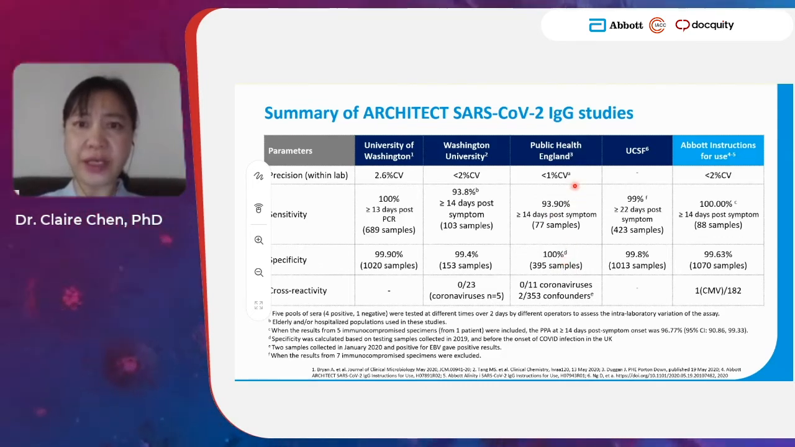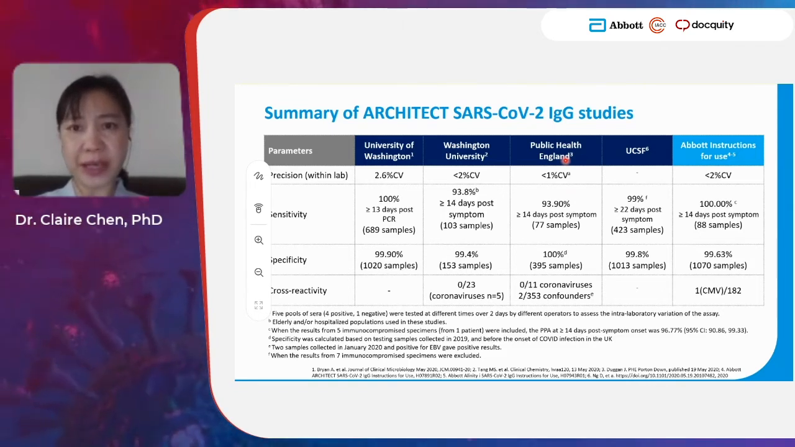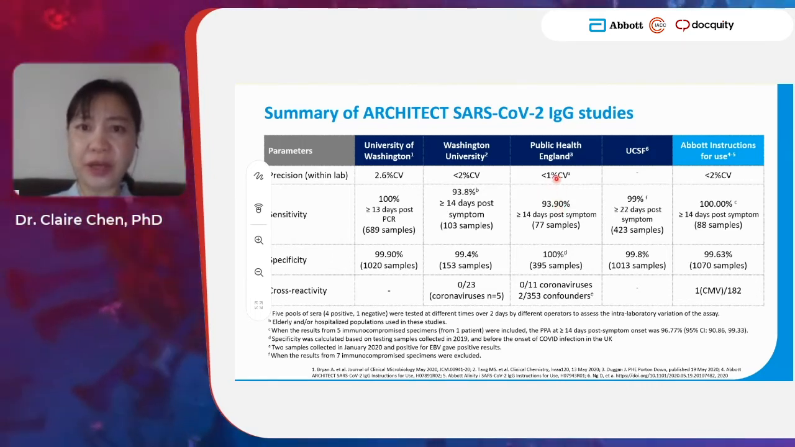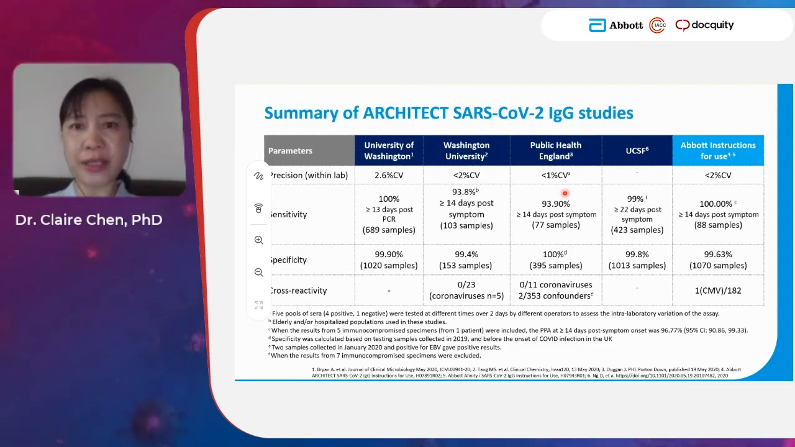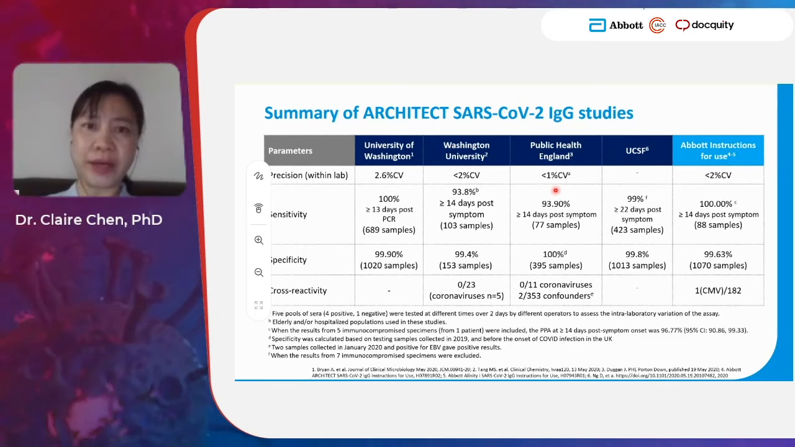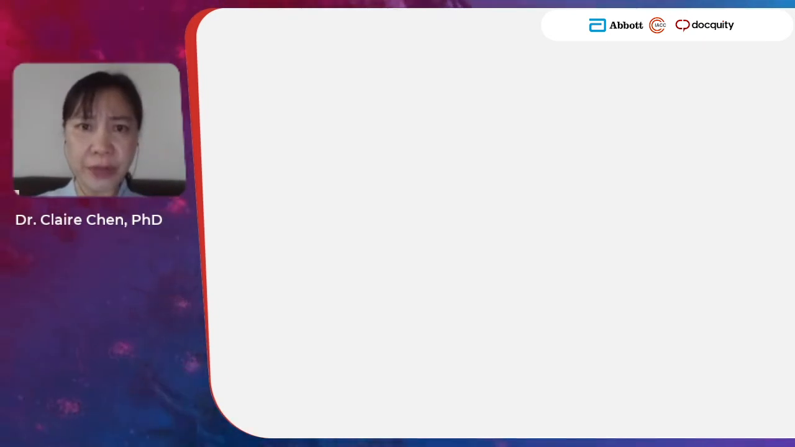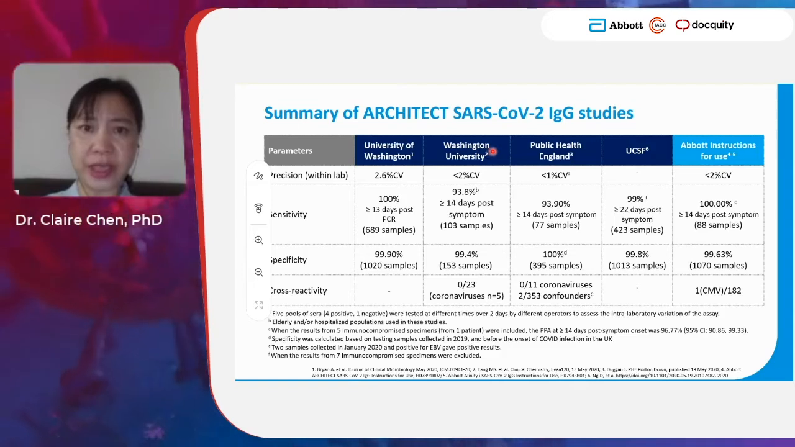The sensitivity is a little bit low here, but all the UK Public Health reports are available on their website. If you look at all their reports, although our sensitivity is not 100%, it is the best among all the assays. Other assays like Roche, Siemens, or Diagnostic all have lower sensitivity than our assay. And this is from Washington University. Again, the specificity is quite high.